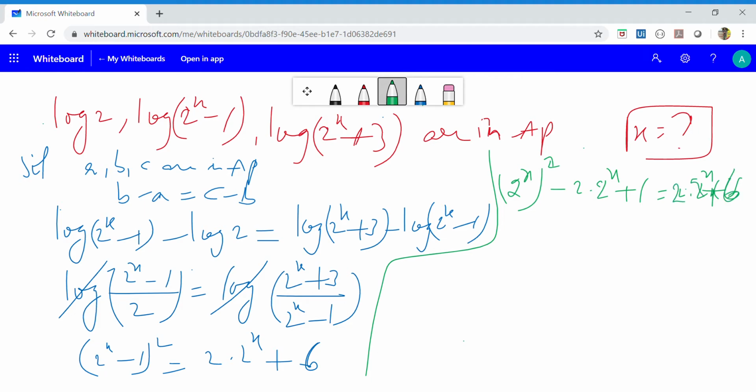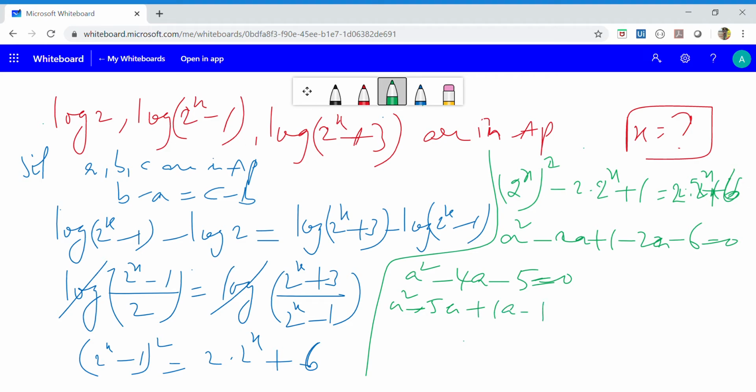Then transpose. 2 power x is equal to a, you can think. A square minus 2a plus 1 minus 2a minus 6 is equal to 0 you will get. So next a square minus 4a minus 5 is equal to 0. So the factors for 5 are minus 5 plus 1. So a square minus 5a plus 1a minus 5 is equal to 0. So a common, a minus 5 plus 1 common, a minus 5 is equal to 0.